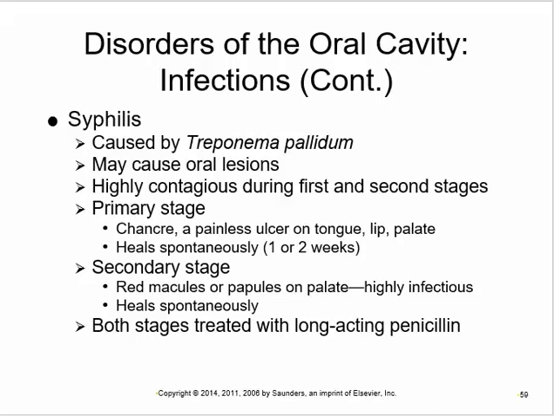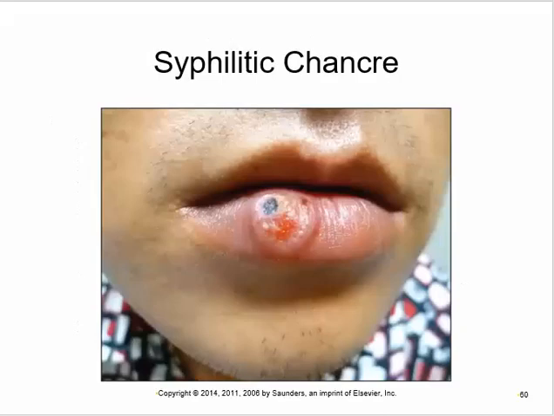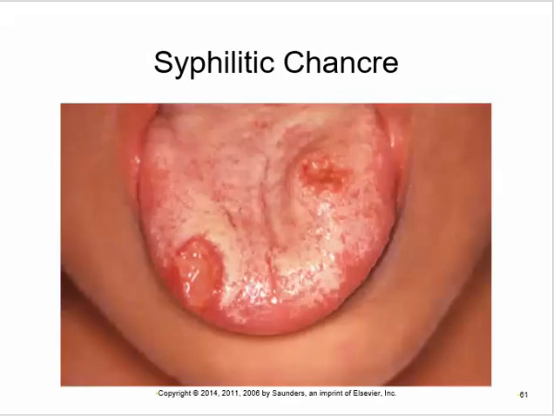We can treat that with penicillin. Tertiary syphilis becomes a neurological lesion and doesn't treat very well. So it's important it gets treated in the primary or secondary stage. And it's the primary and secondary that are the contagious stages. So a syphilitic canker, it looks like that. It's on the tongue.